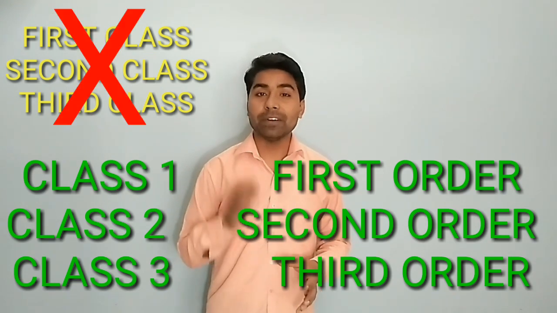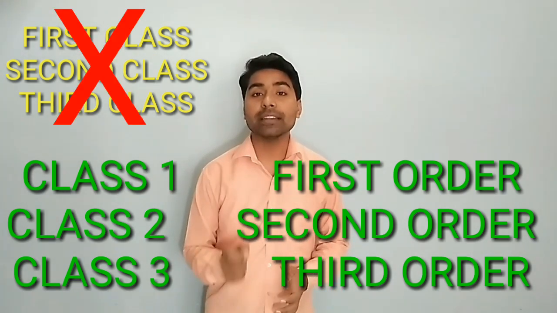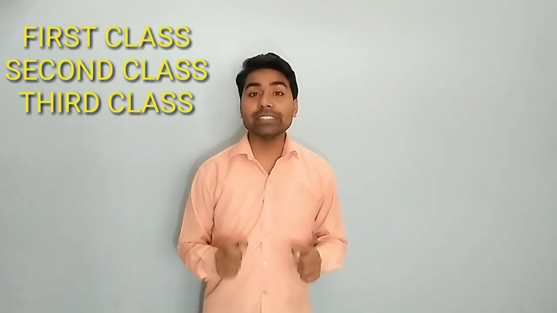But if you say first class, second class or third class lever, you are not saying the correct name of the lever. The correct name is lever of class 1, lever of class 2, lever of class 3, or class 1 lever, class 2 lever, class 3 lever, or lever of first order, second order, or third order. Clearly memorize this. Now starting with the first one, lever of first order, or you can say class 1 lever.